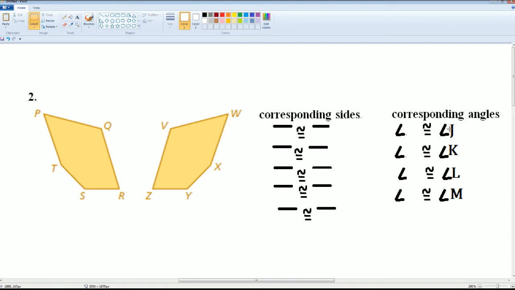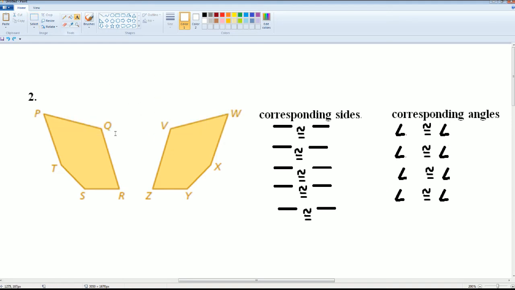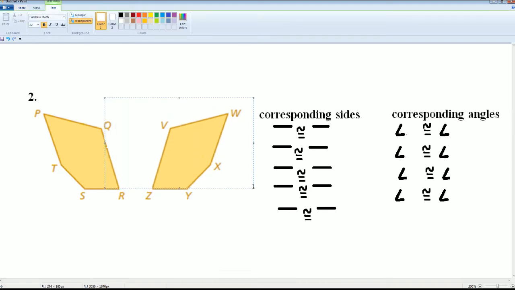Okay, same thing here. Right? So the first one, PQ, is gonna match up to WV. Alright, so it's PQ. 1, 2, 3, 4 is matching up to WX.